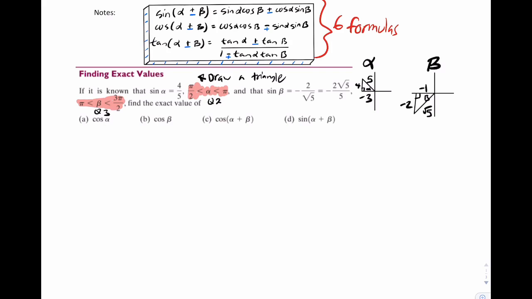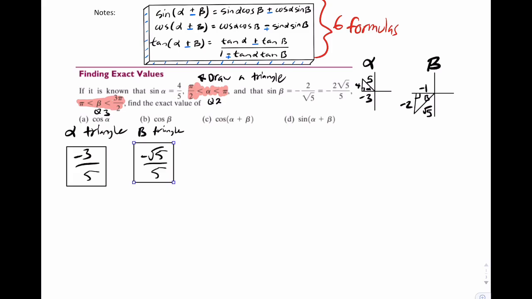That's very, very important. So for letter A, it says cosine alpha. That means we're looking at your alpha triangle. Cosine is going to be a over h, so that's simply -3 over 5. Look how easy that was. No problem. Next one, cosine beta. That means look at your beta triangle. We want cosine, that's a over h, so that's -1 over root 5, or -√5 over 5. Nothing really new there. That's pretty easy.